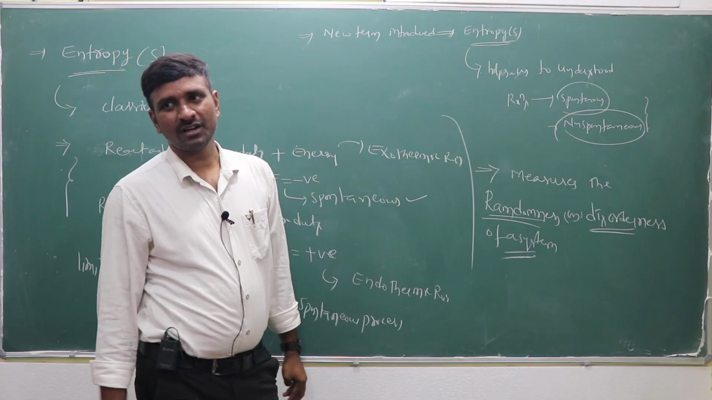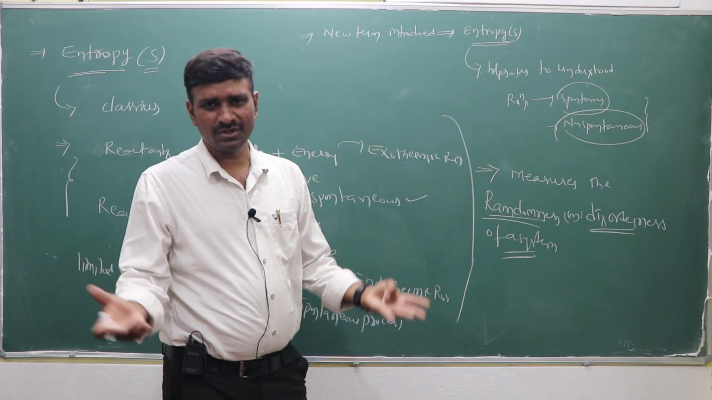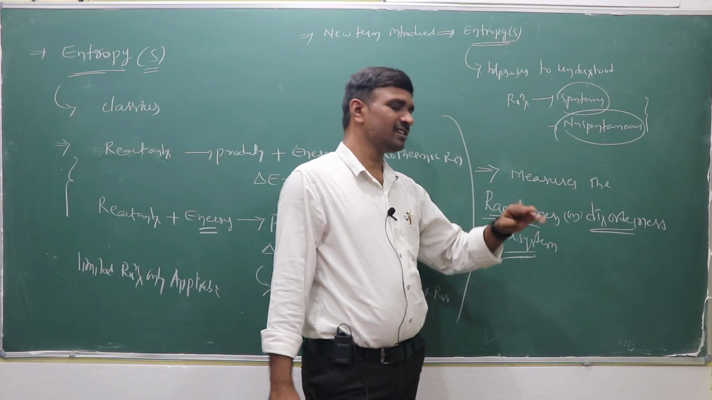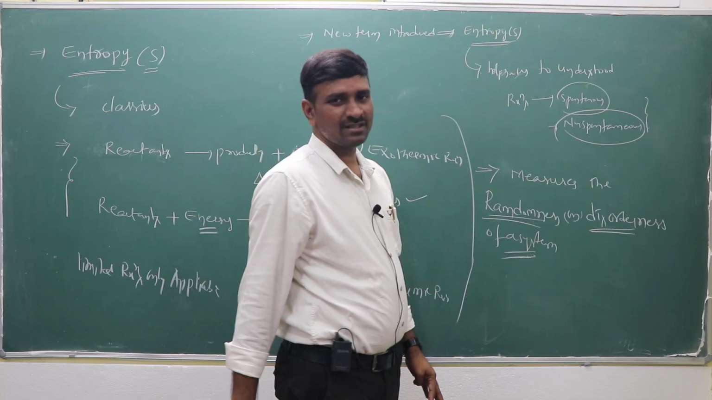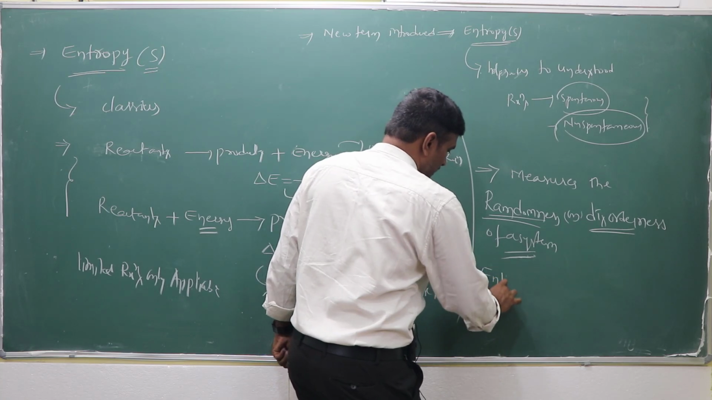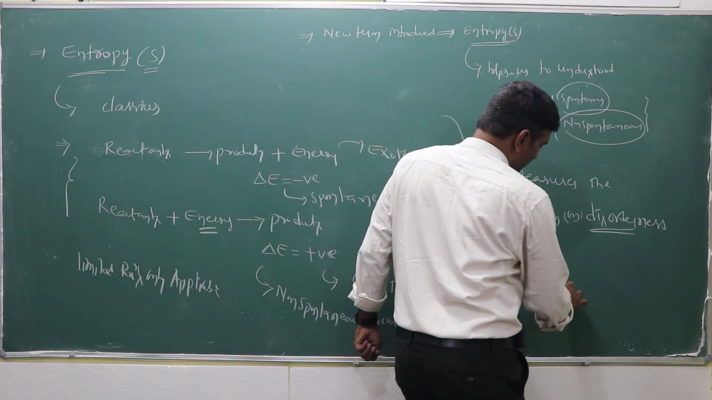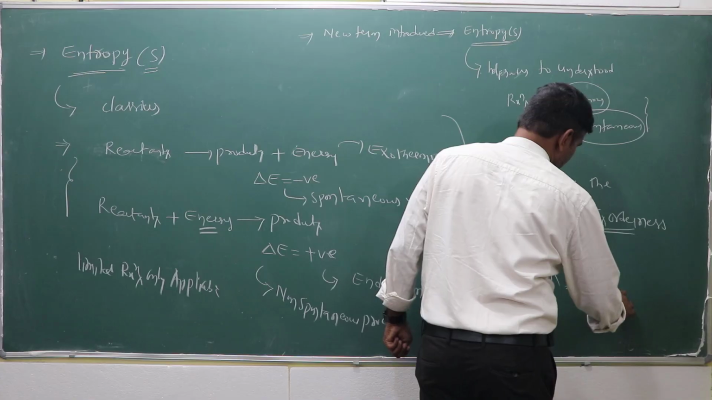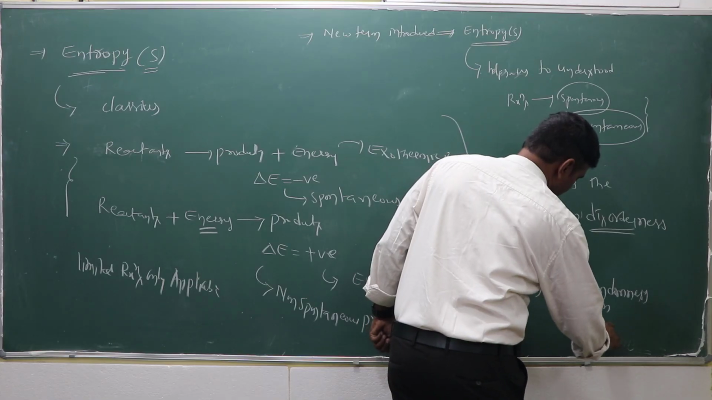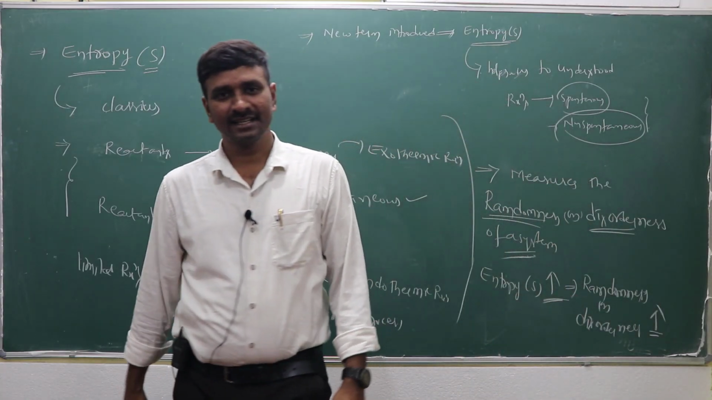So what is randomness or disorderness? You know that in a random distribution, particles are moving randomly, that means randomness or disorderness is increasing. If it is in an ordered form, randomness or disorderness is less. So entropy can measure the randomness or disorderness. Entropy increases when the randomness or disorderness of a system increases.